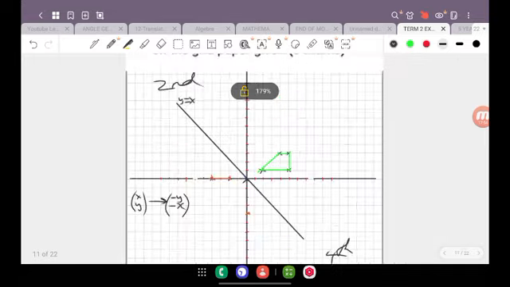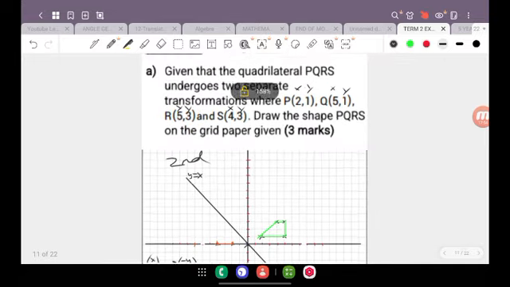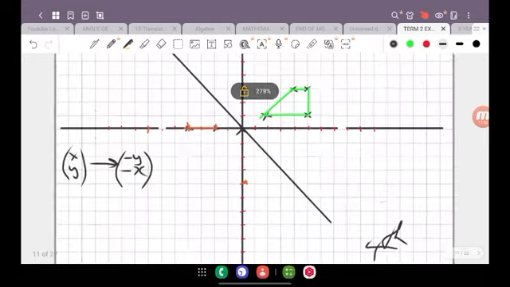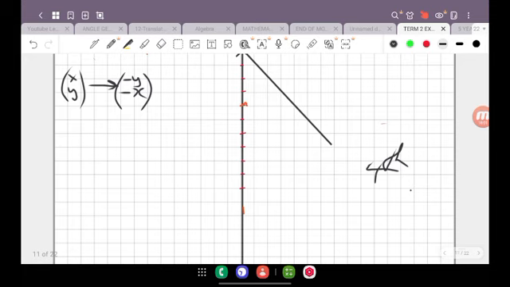So we're going to take back the original points that we have, which were 2, 1, 5, 1, 5, 3, and I believe 4, 3. All those points are going to go through this process. Once we take these 4 points, we're going to send them through this line y equals negative x.